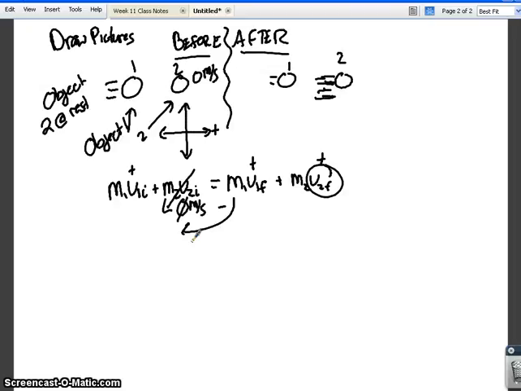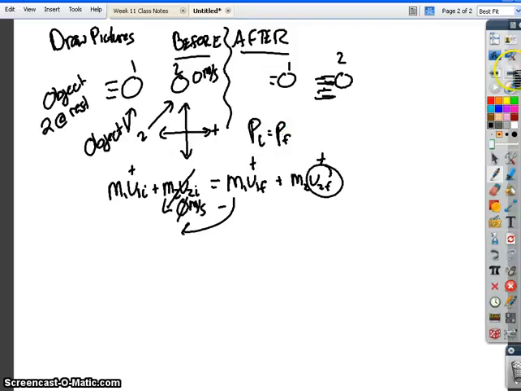So this is just a simple situation showing you two things colliding. Momentum is conserved. Momentum initial equals momentum final. The net momentum of these two combined is going to be equal for both of them together. So, just another simple example here.